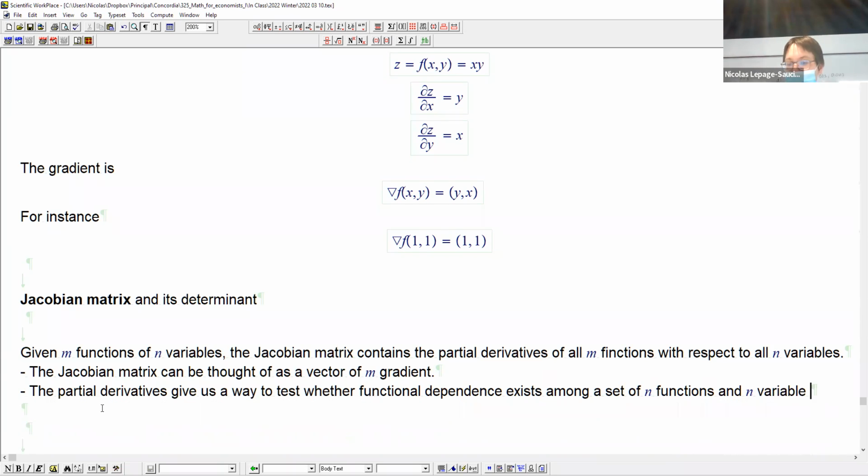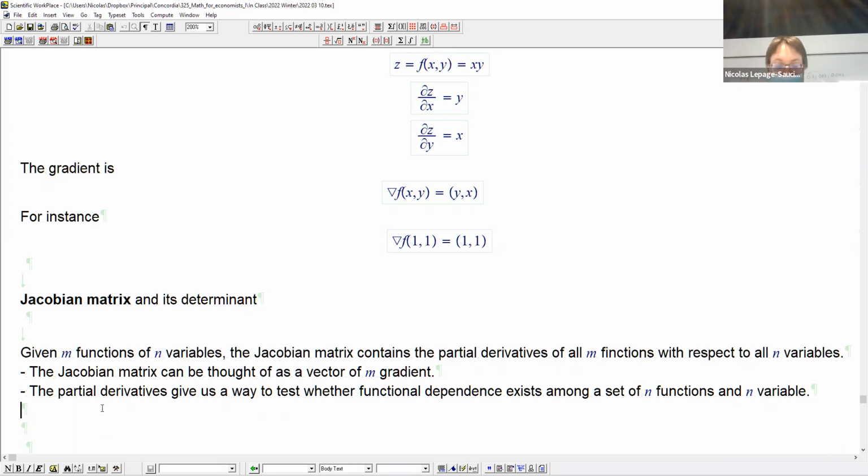And essentially, functional dependence means that at a certain point, the gradients point in the same direction, or you can reconstruct the gradient of one by using a linear combination of the gradients of some other functions. Or do they all point in different places? And this is useful for much more advanced math. Again, I'm not sure why they want to teach this, but here it is.